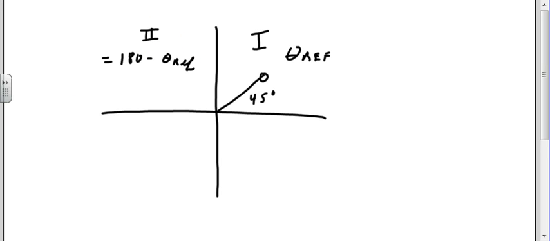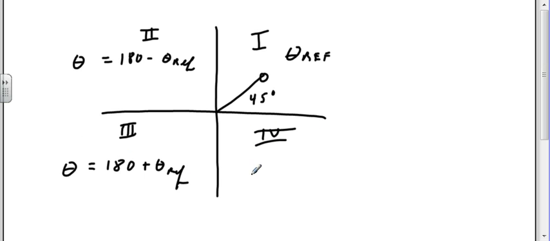And I really did want to make that a theta. If I'm in the third quadrant, then the third quadrant answer is 180 degrees plus the reference angle. And if I'm in the fourth quadrant, then the angle is going to be 360 minus the reference angle.